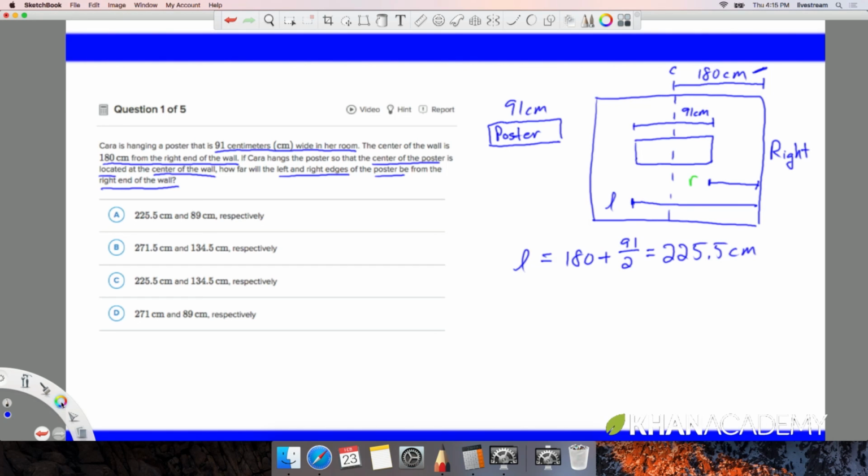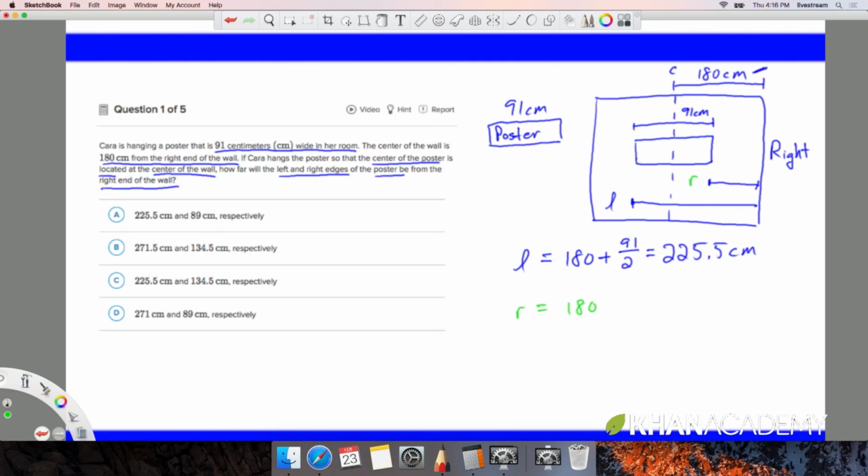225.5 centimeters. And now I want to go to the right edge. And I think I can use this 180 centimeters again as a reference point, since I know that poster is right in the middle, right? So we've got 180 centimeters. And then this time, this half of the poster is actually closer to the right edge of the wall than this one. And so instead of adding something, it looks like we'll have to subtract.